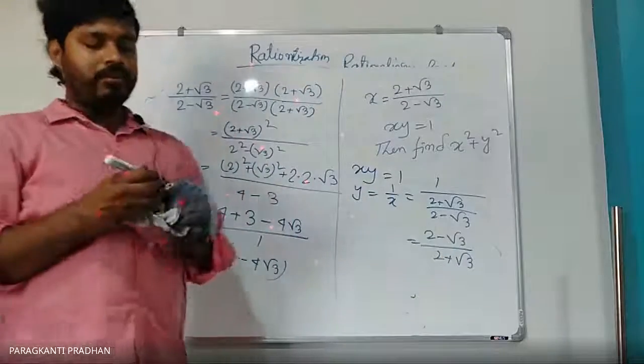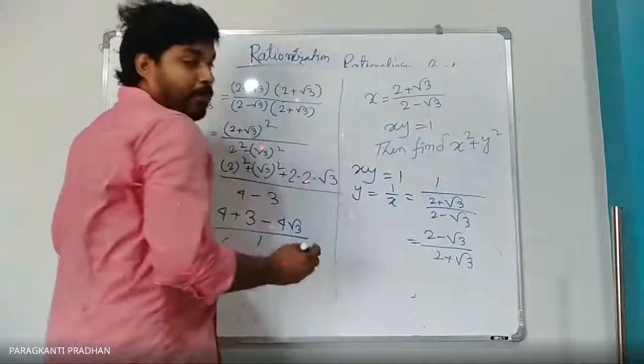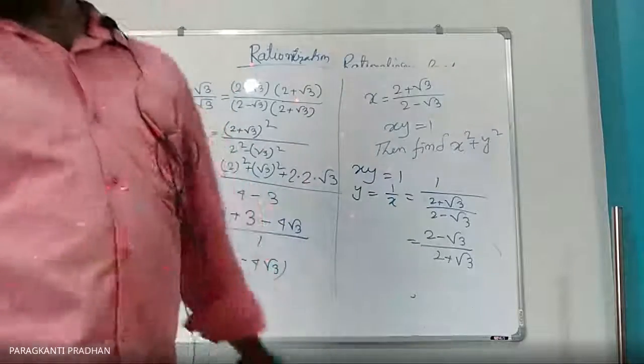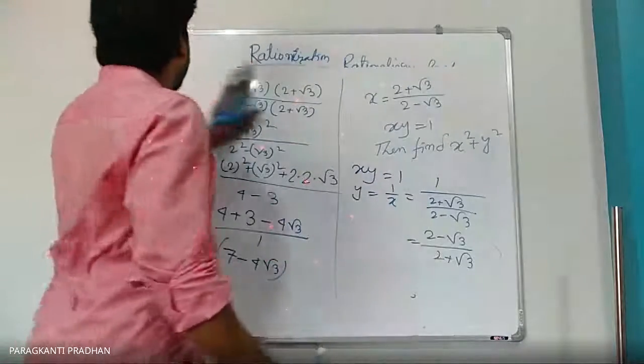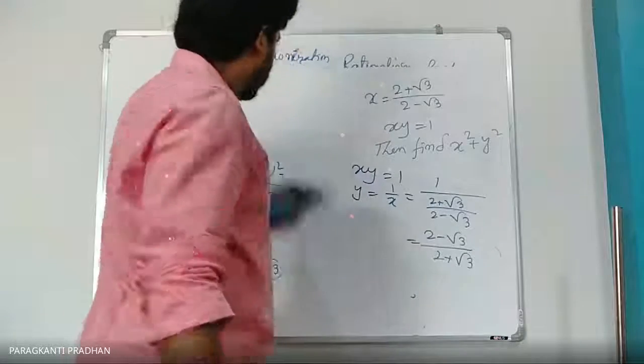Is it clear? Yes, sir. So we have to rationalize. We have to write the rationalized form of x and y both.